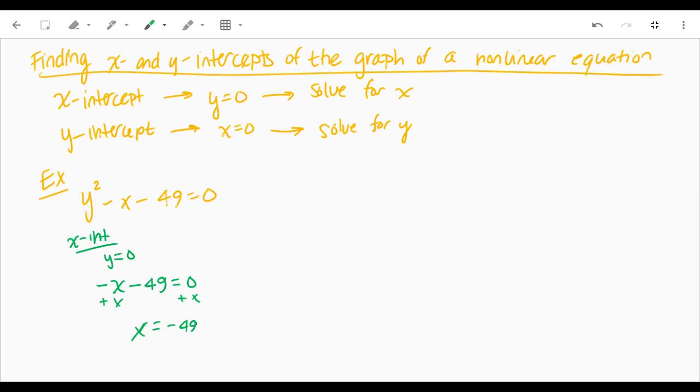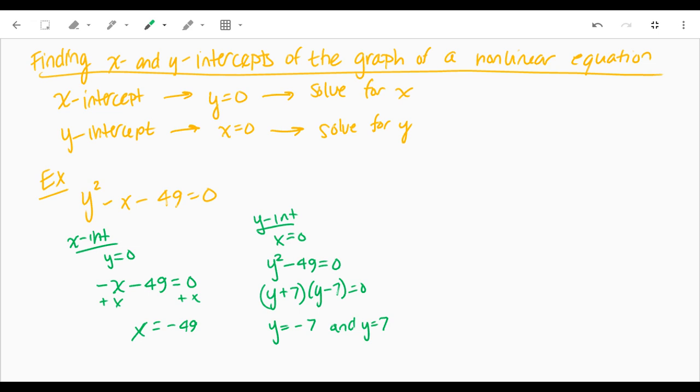Okay, your y-intercept, x is 0. So we'd have y squared minus 49 is 0. That's your difference of squares. So y is negative 7, and y is positive 7. And the way that they want you to put your answers for these is just to list them. So your y-intercept is 7 and negative 7. Your x-intercept is negative 49. Okay, we'll do another example of these.